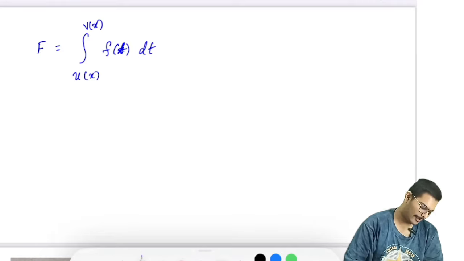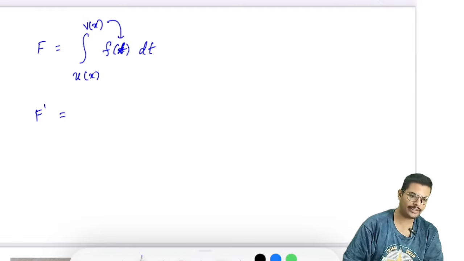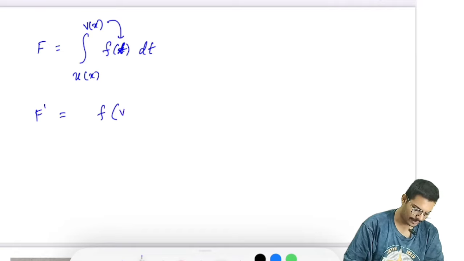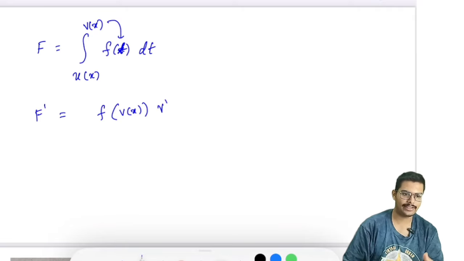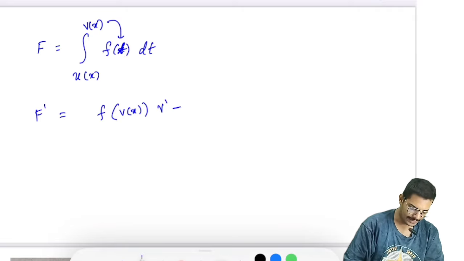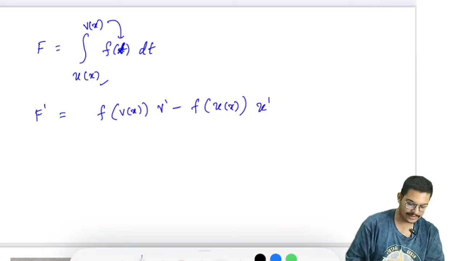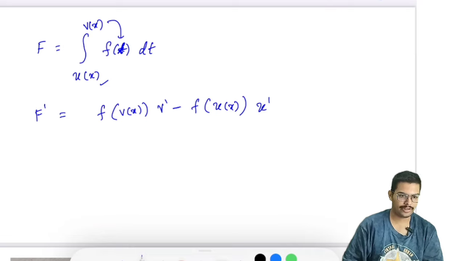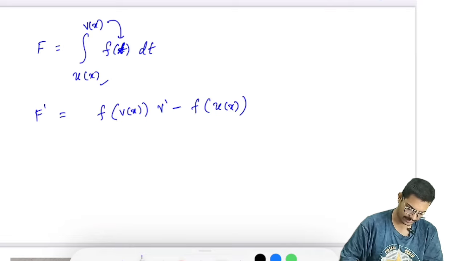How will you find it? If you want to find the derivative of this function, it is equal to, just put v of x in place of t. Put the upper limit, f of v of x, then apply the chain rule. Take the derivative of v of x, that is v dash of x, minus f of u of x. Put the lower limit, then take the derivative u dash of x, only that much.